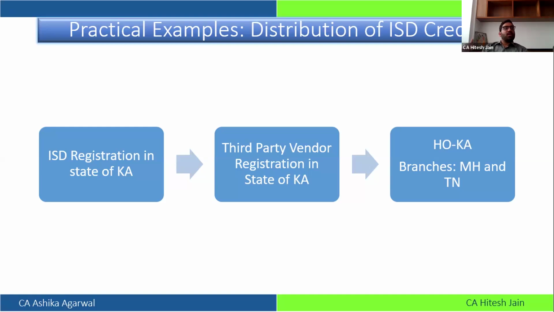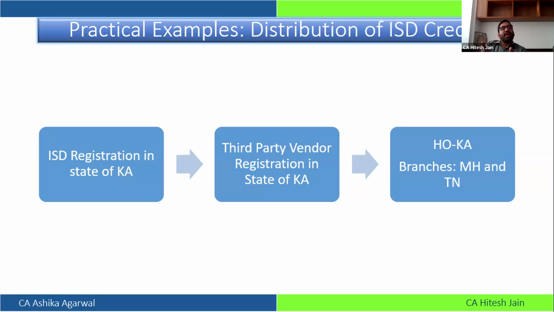Because if I distribute CGST and Karnataka SGST to Maharashtra and Tamil Nadu, it will not be acceptable there because they don't have any KSGST output liability. The output liability which they will be paying will be Maharashtra GST and Tamil Nadu GST respectively. So what do I do in these situations?